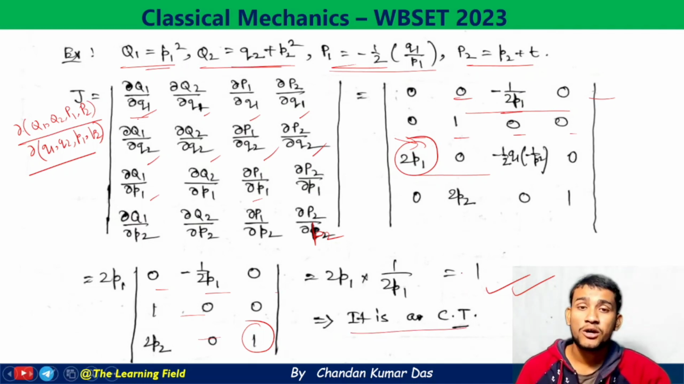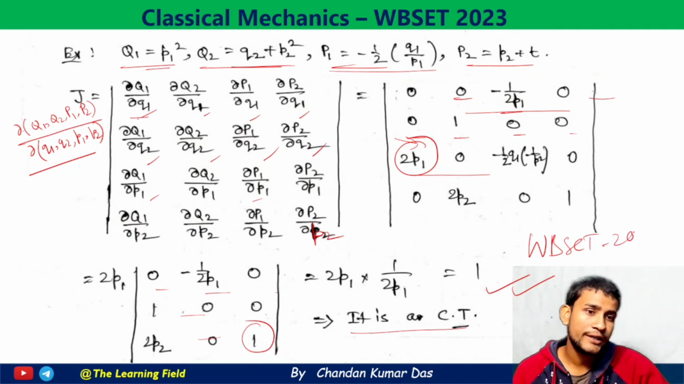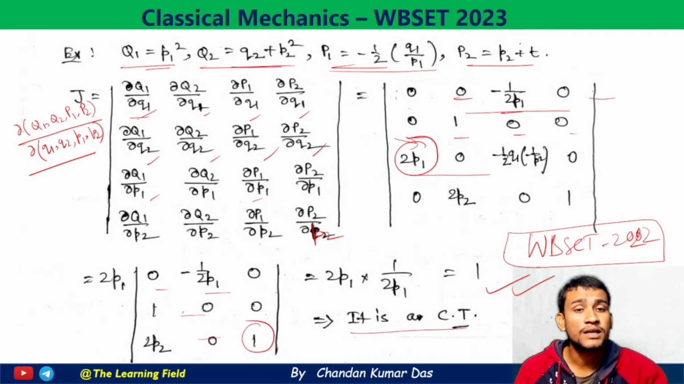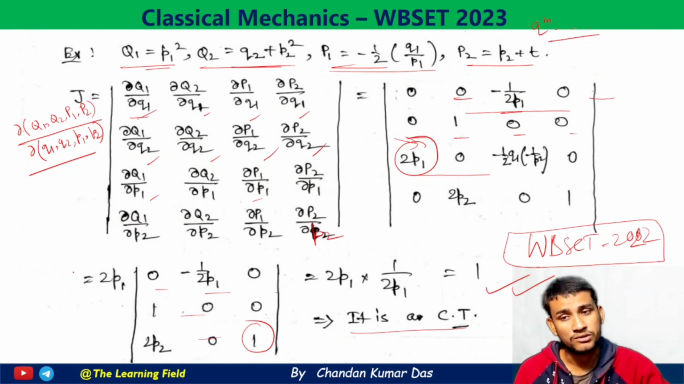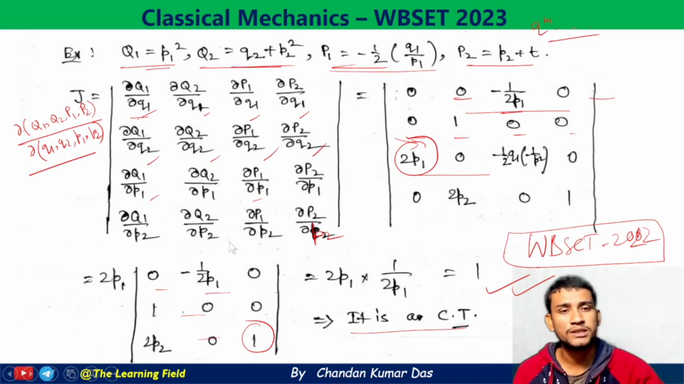Based on this, a question also came in WBSET 2022. One question comes like this, q to the power m something, what are the values of p, m and n. Okay, so this question is based on this concept. You can check the question, and I already solved it.